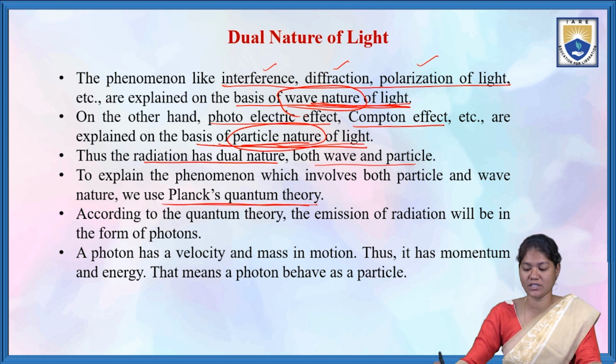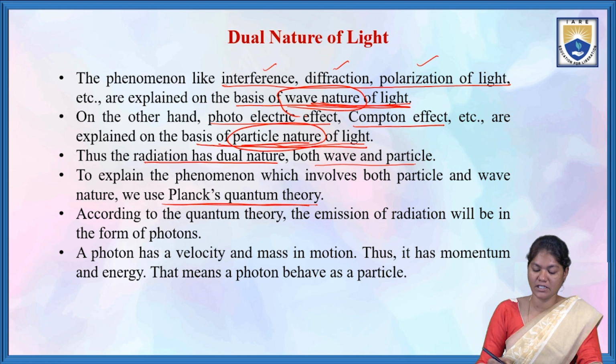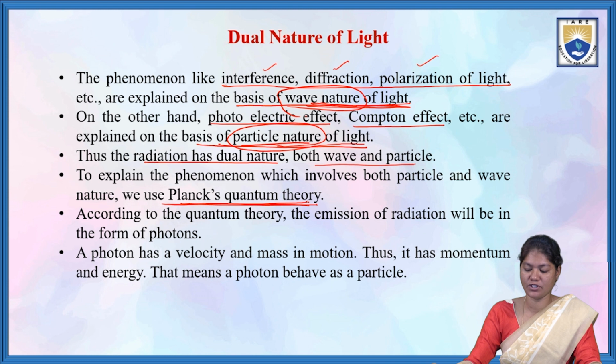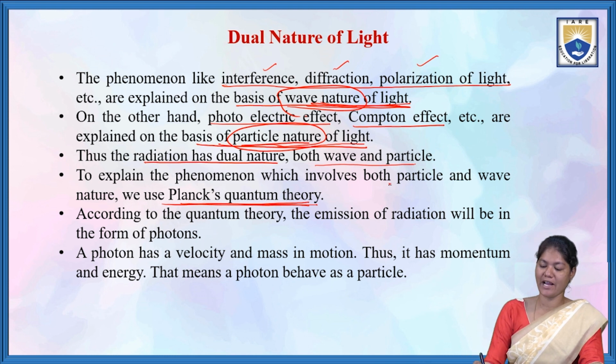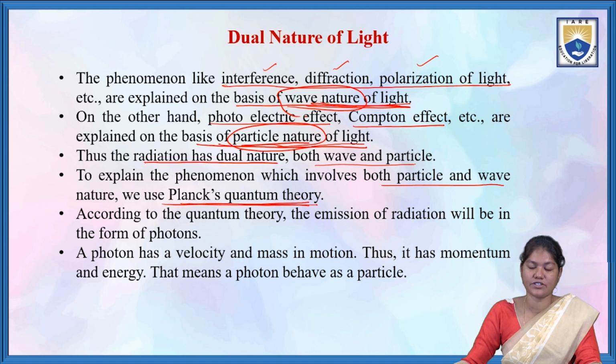Planck's quantum theory comes from after 1900. Before that, we were using classical theory, in which we explained macroscopic particles and so on. But here we use Planck's quantum theory to explain the dual nature of light.